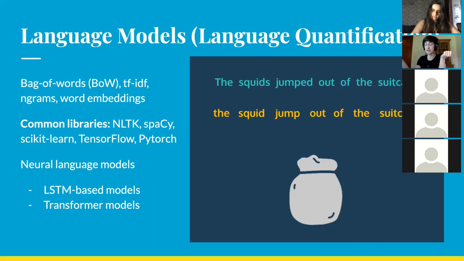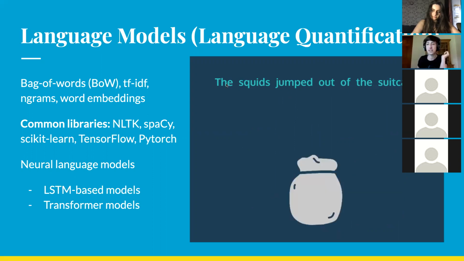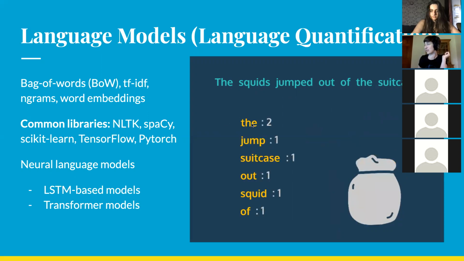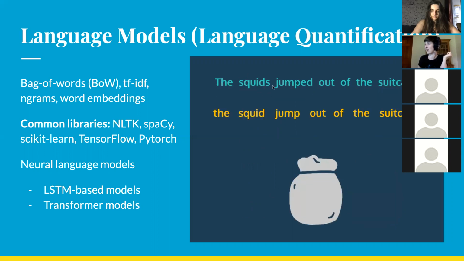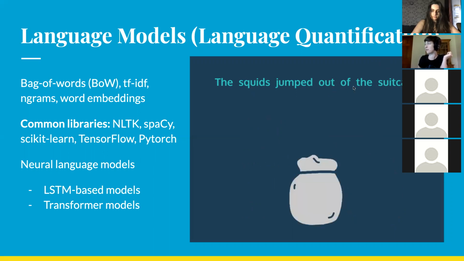So like you might notice in this GIF that I have here, we have this really weird sentence, "the squids jumped out of the suitcases." What we're trying to accomplish here is we want to know how many times each of these words appears. So we can see that "the" appears twice. So bag of words will tell us "the" appears twice. Bag of words should recognize that something related to squids only appears once. Something related to jumping also only appears once. "Out" only appears once, "of" only appears once, and "suitcases" only appears once.